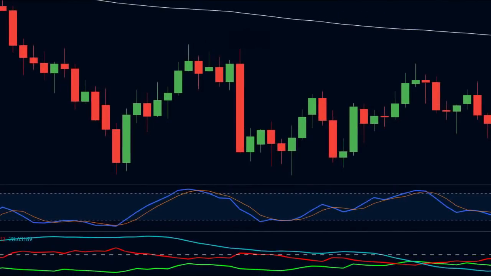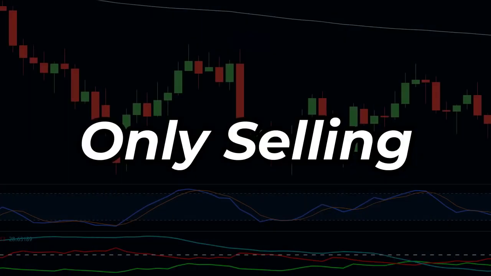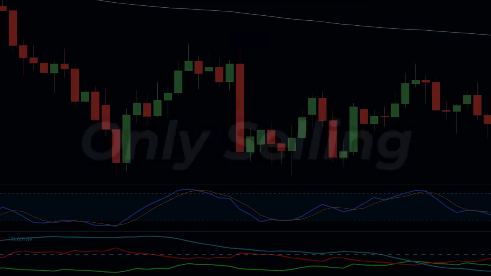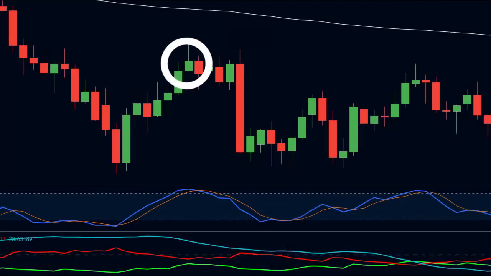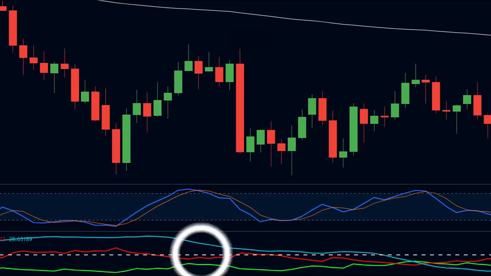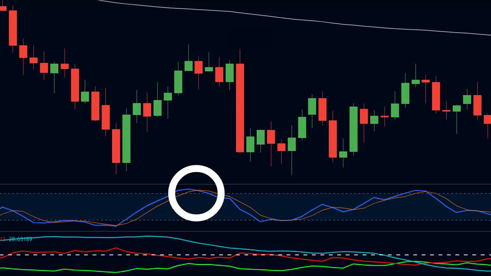Here on this chart, we can clearly see that the price was trading below the 200 EMA and the EMA was sloped downwards. So we will be looking for selling opportunities only. On this candle, we see that the ADX line was above the 30 level and the negative DI was above the positive DI. So this was also a bearish sign. We also see that the stochastic was above 80 on this candle. So this was a perfect setup.